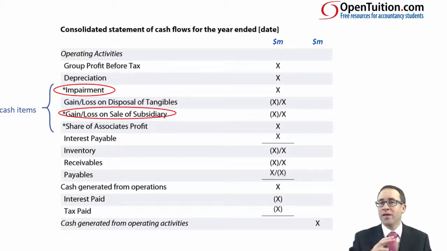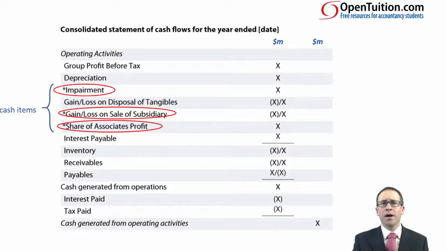So therefore, the cash element is dealt with as a cash inflow within your investing activities with the disposal of the sub, but you need to adjust for the gain or loss on disposal. If it's a gain, it's pushed profits up, so we need to remove it, so deduct it. If it is a loss, that's pushed your profits down, so we need to add it back to get to our correct figure. The last figure that you've got there is looking at your share of associates' profits.